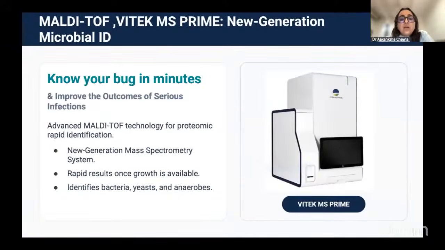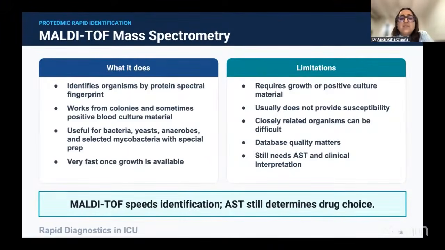Now, another method for identification of the microorganisms is the MALDI-TOF method. And this is the latest Vitek MS Prime, which is available in a few centers. Now, how does the MALDI-TOF mass spectrometry method work? It identifies organisms by protein spectral fingerprint. So it works from colonies and sometimes positive blood culture material. It is useful for identifying bacteria, yeast, anaerobes, and selected mycobacteria as well. But remember, it requires a growth or a positive culture material. So it does speed your identification, but it does not give you the antibiotic susceptibility testing. So that's what determines the drug choice.